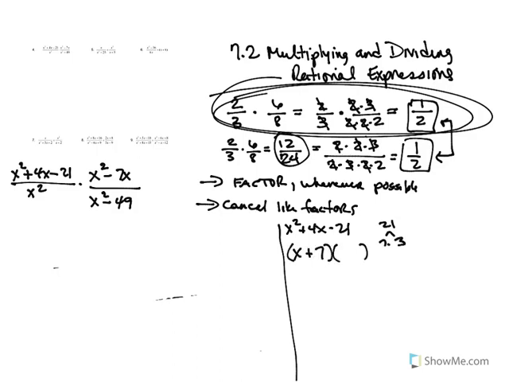So x plus 7, x minus 3. Then I have x squared minus 7x that I have to factor. So there's a GCF present. So I'm going to factor out an x.